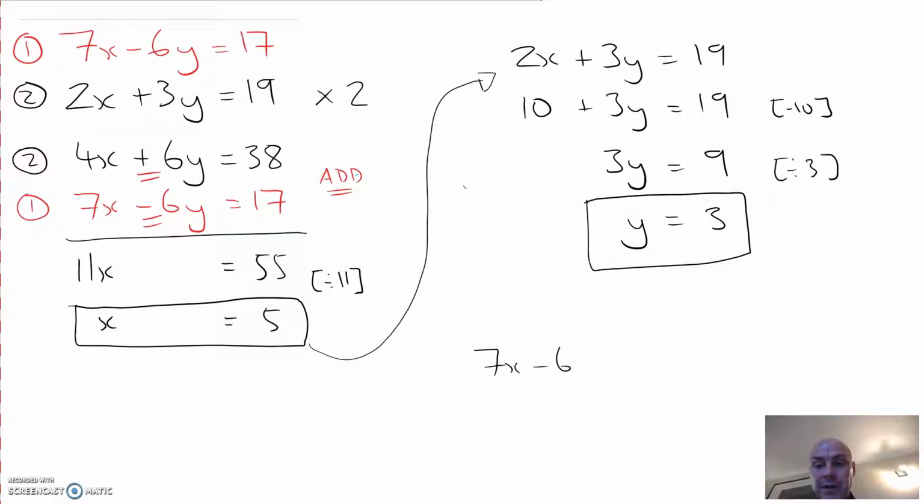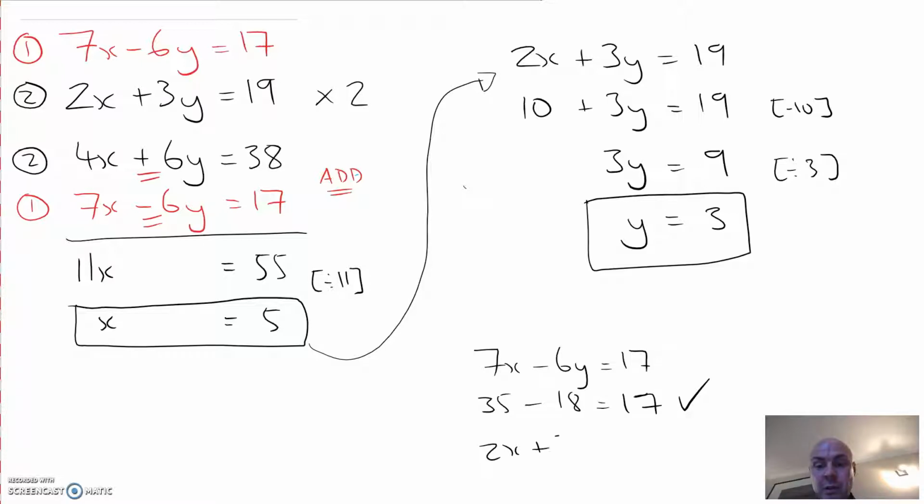7x minus 6y equals 17. So we think x is 5, 7 times 5 is 35. Take away 6y, so 6 times 3 is 18, so minus 6 times 3 is minus 18. Does that equal 17? 35 take away 18? I think it does. Brilliant.